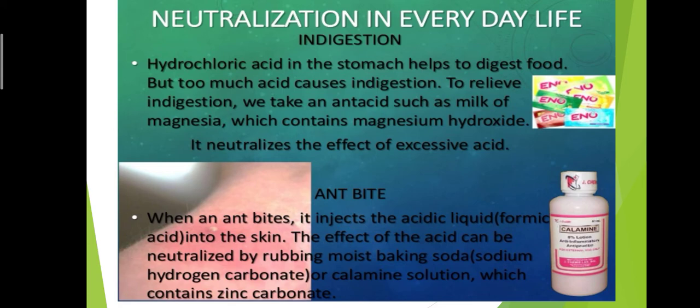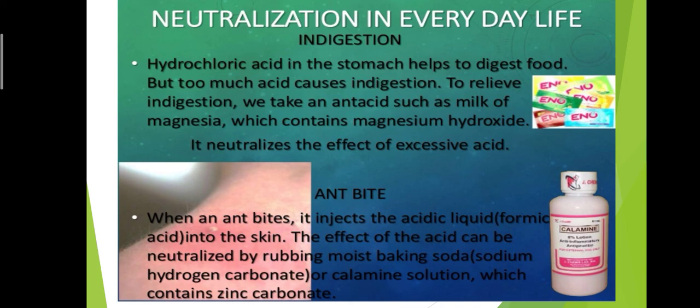Next, an ant bite, it may be a bee bite also. When an ant bites, it injects an acidic liquid, which is formic acid, into the skin. The effect of the acid can be neutralized by rubbing moist baking soda, which is sodium hydrogen carbonate, and the chemical formula of baking soda is NaHCO3. Or calamine solution can be used, which contains zinc carbonate.